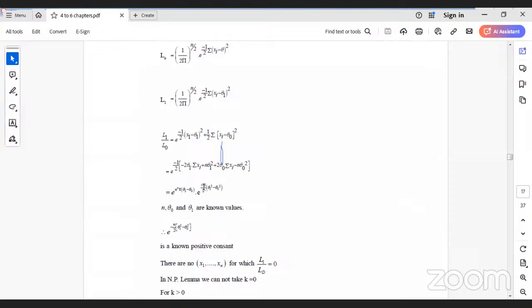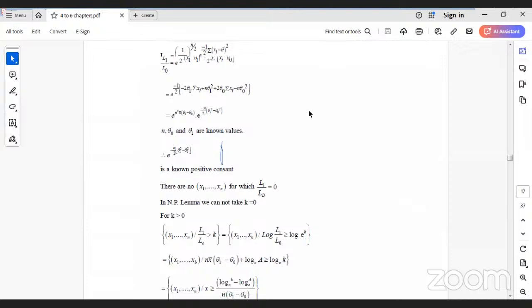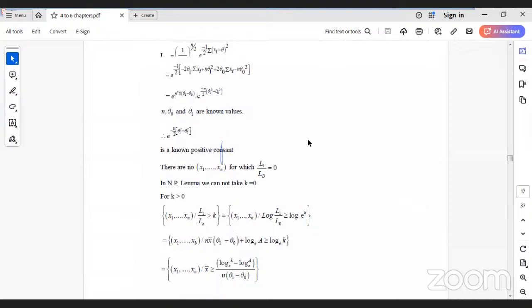e power minus 1 by 2 minus 2 theta 1 summation of xi plus n theta 1 square, minus 2 theta 0 summation of xi plus n theta 0 square. So e power n x bar (theta 1 minus theta 0) e power minus 1 by 2 (n theta 1 square minus theta 0 square). Theta naught and theta 1 are known values here. So e power minus 1 by 2 (theta 1 square minus theta 0 square) is a known positive constant here. There are x1, x2, x3, xn for which L1 by L0 is equal to 0.